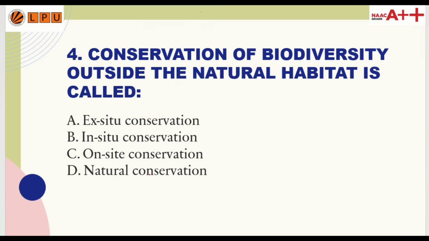Question number 4. Conservation of biodiversity outside the natural habitat is called option A ex-situ conservation, option B in-situ conservation, option C on-site conservation, option D natural conservation. The correct answer is option A.